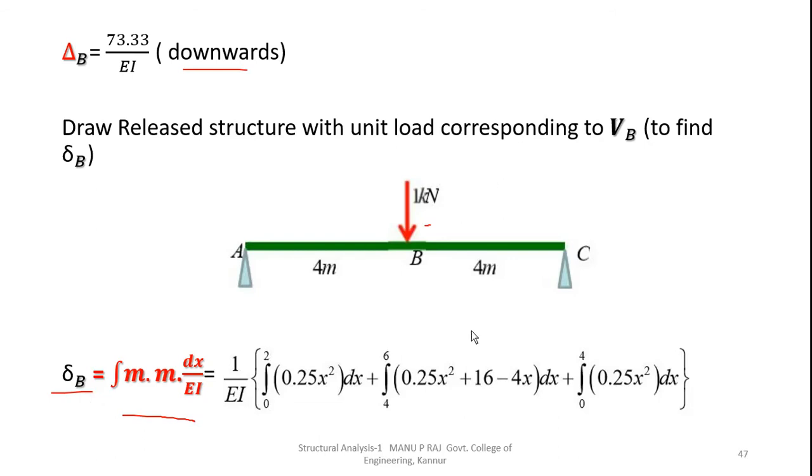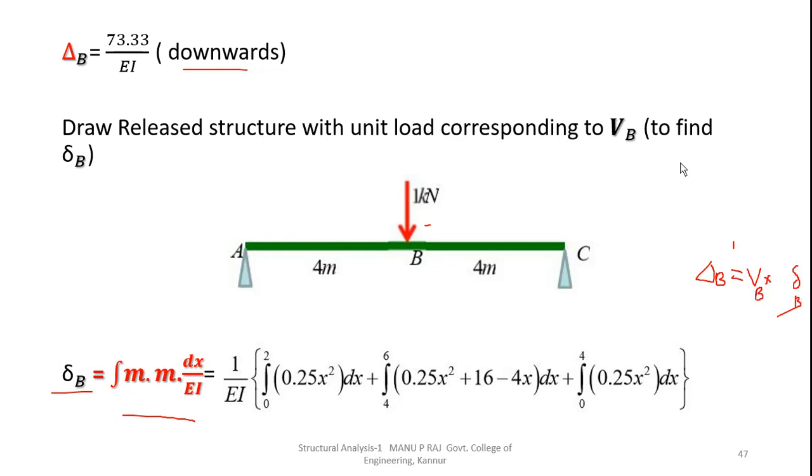Now we know that delta B dash is the deflection due to redundant force only. The redundant force will be VB, and the deflection is VB into small delta B. This small delta B is the deflection due to the unit load, the 1 kilonewton load. Now we want to find the deflection due to VB, that is VB into delta B.